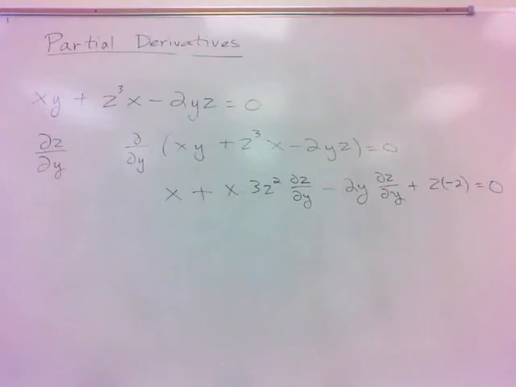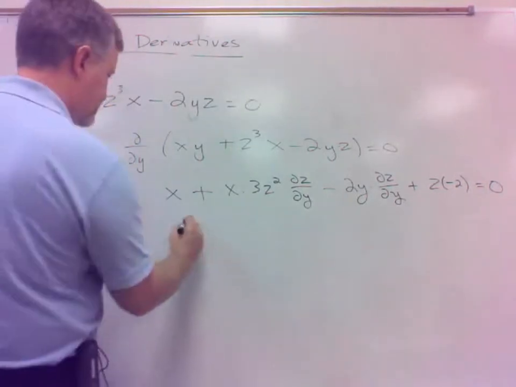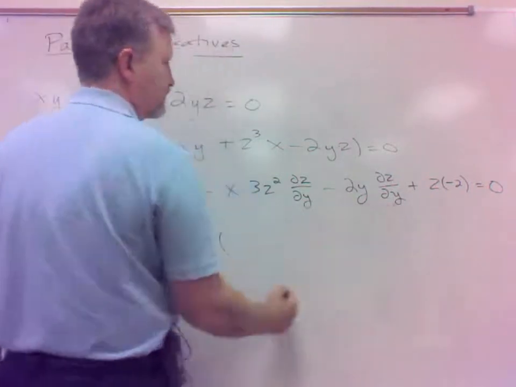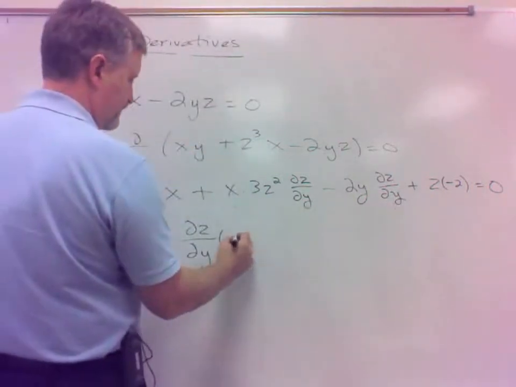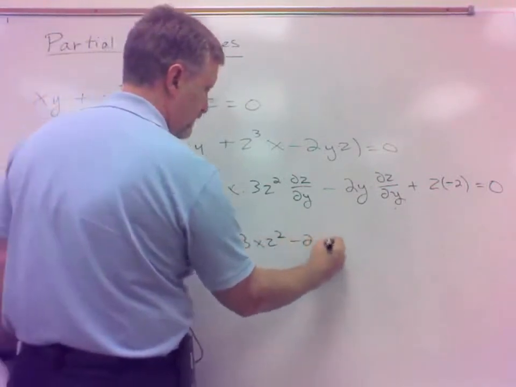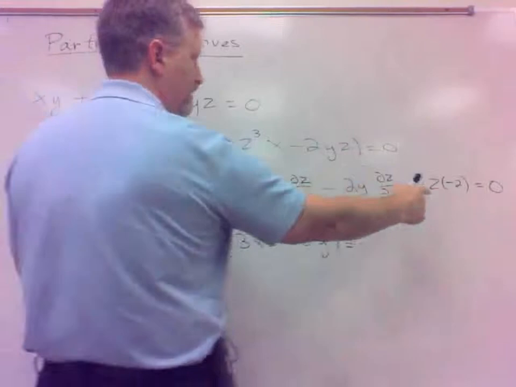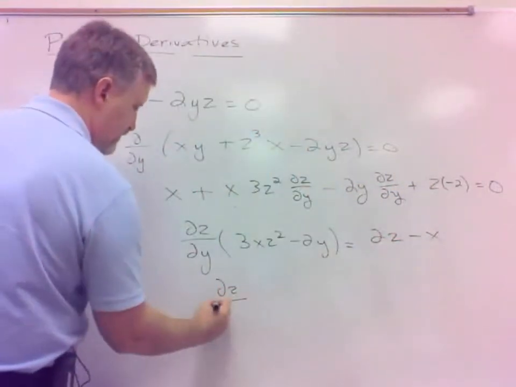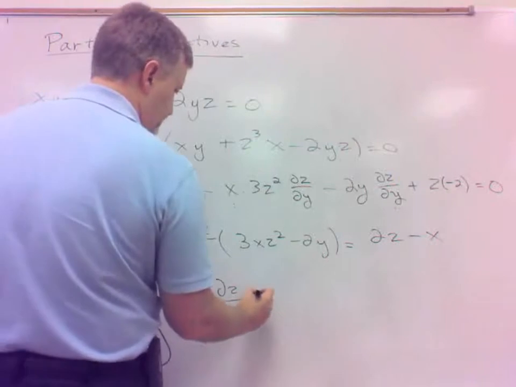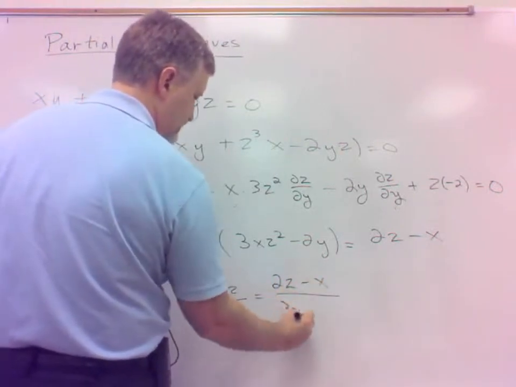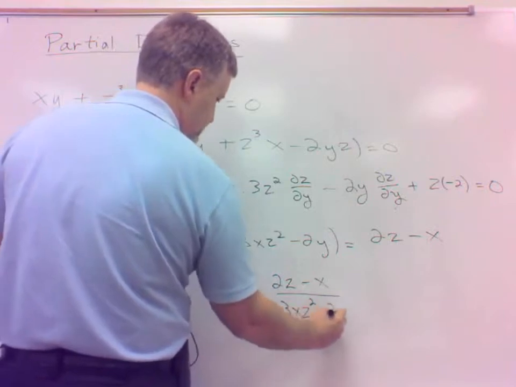Right side is just derivative of 0. Let's see, do we get something similar as we had before? So here's our two derivative terms, so factor that off, so we have 3xz squared minus 2y equals, move the other two terms over, so that would be positive 2z minus x. And so the partial of z with respect to y would be 2z minus x over 3xz squared minus 2y.